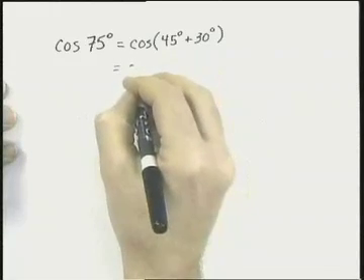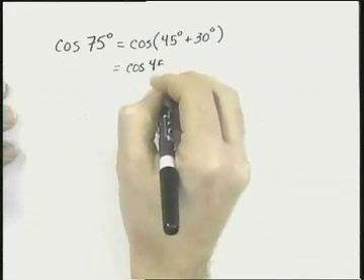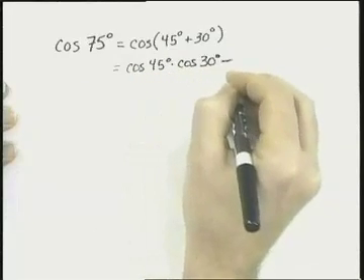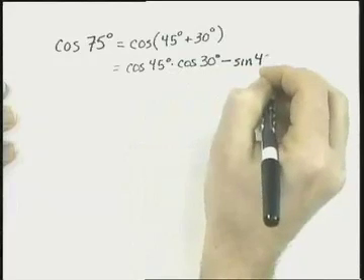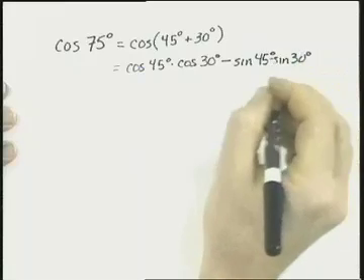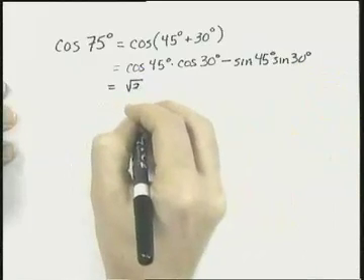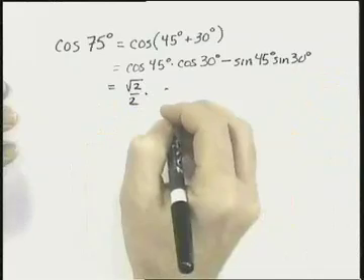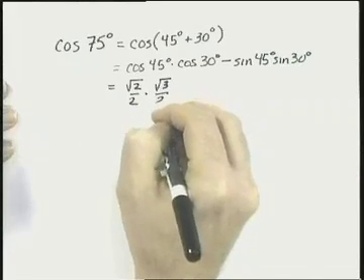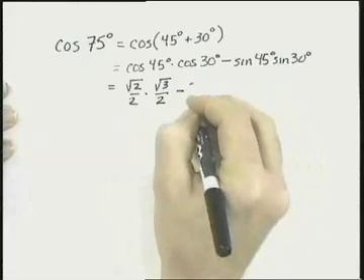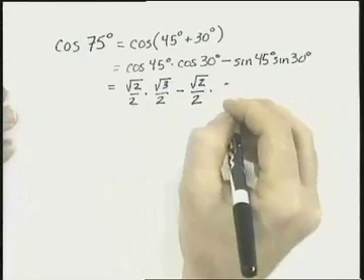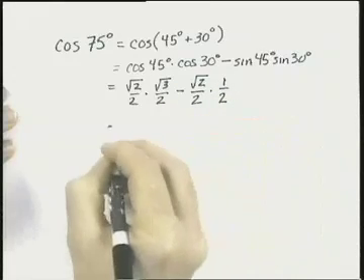Here's how the formula goes. We take the cosine of the first angle times the cosine of the second angle, then minus the sine of the first, sine of the second. The cosine of 45 degrees we know is square root of 2 over 2. The cosine of 30 degrees we know is square root of 3 over 2, minus sine of 45 degrees is root 2 over 2. Sine of 30 degrees is 1/2.